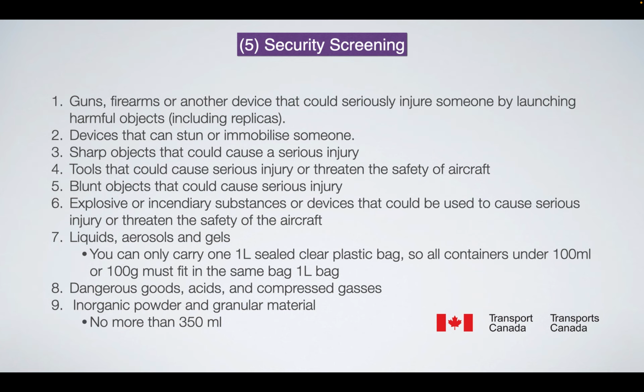Okay, is there any exemption to the liquid rule? Is it true that there's no possible way you could ever carry something more than 100 ml on? Say it loud. Sorry?